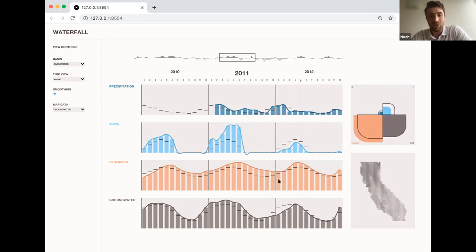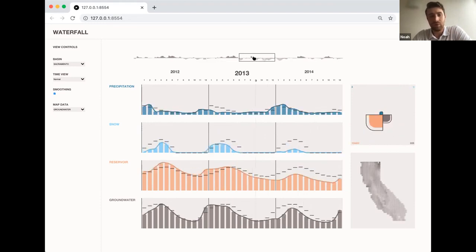I can see that in 2012, we had a low snow year, but it didn't really look like it impacted groundwater levels that much. So maybe what I'll do at this point is take a look at 2012 to 2014 and see how this plays out. So this is actually getting pretty interesting. It looks like in 2013 and 2014, we had more low snow years. And here we really start to see it dramatically impacting both groundwater and water levels.